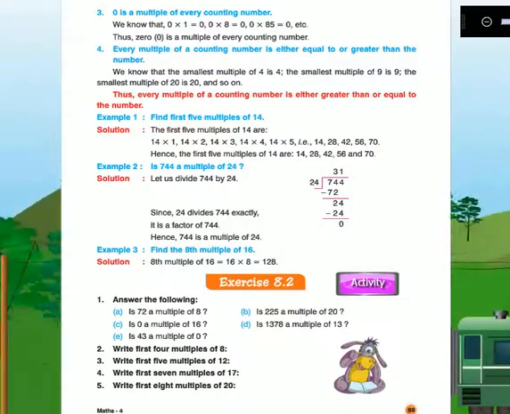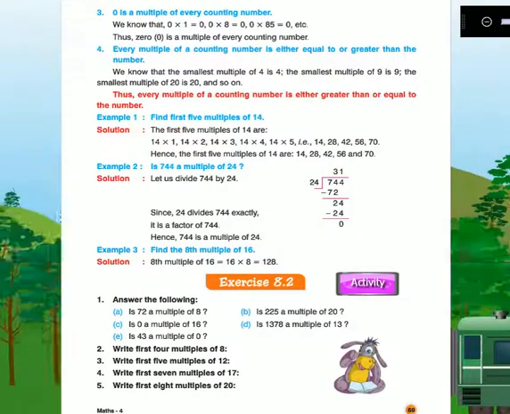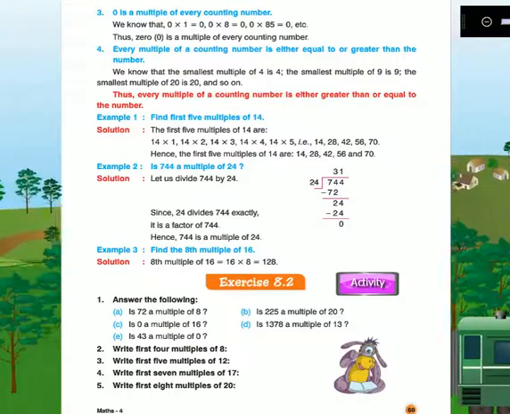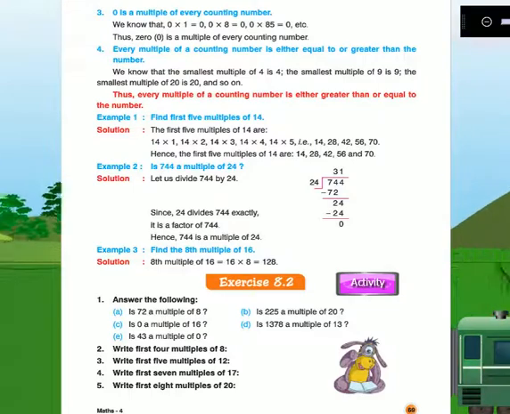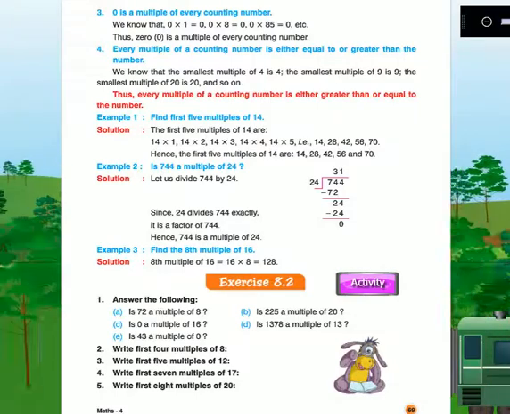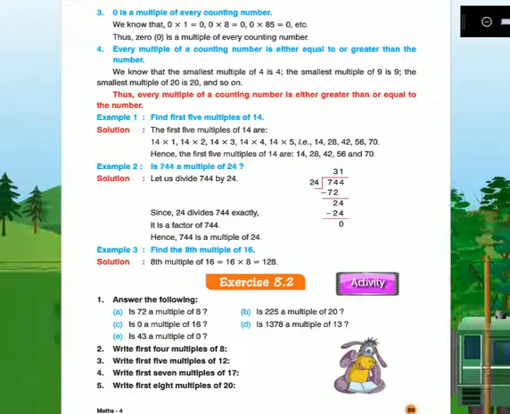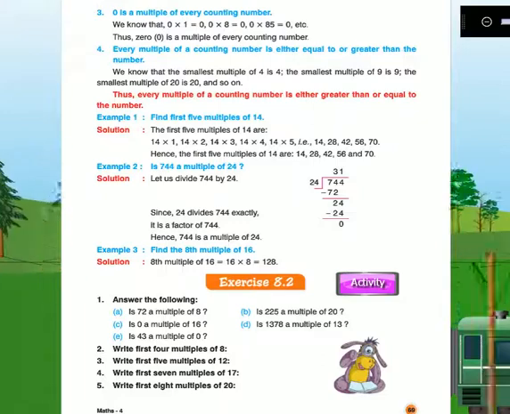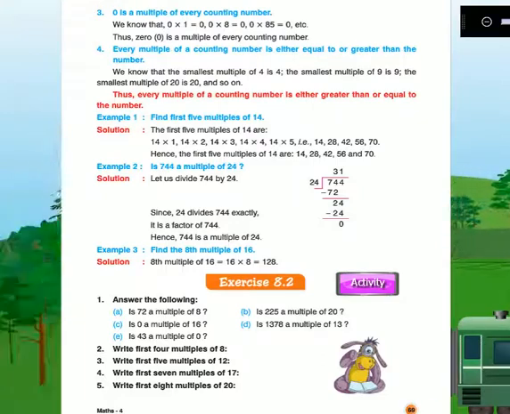Zero is a multiple of every counting number. We know that 0 into 1 is 0, 0 into 8 is 0, 0 into 85 is 0, etc. Thus, 0 is a multiple of every counting number.